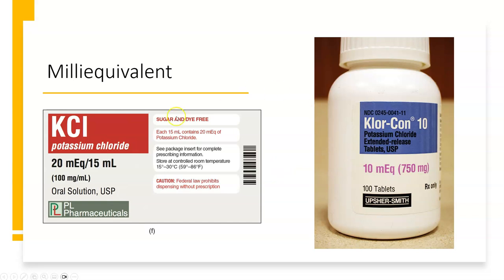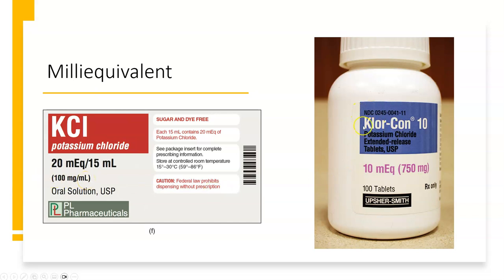So, potassium chloride, a lot of our electrolyte type drugs are measured with milliequivalents. This is a liquid. It's 20 mEq. That's the correct abbreviation: lowercase m, uppercase E, lowercase q. There's 20 milliequivalents in 15 milliliters. This has already given us a conversion, but most often the doctor's not going to write in milligrams for potassium.